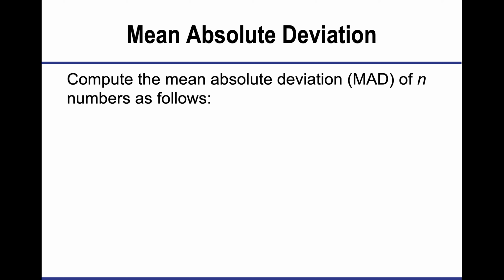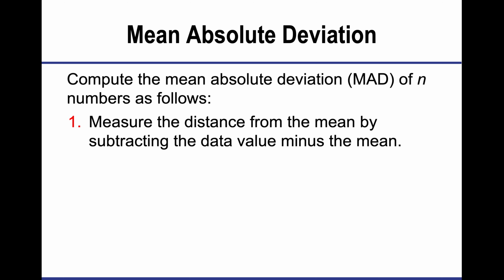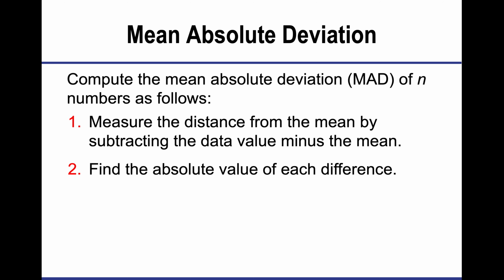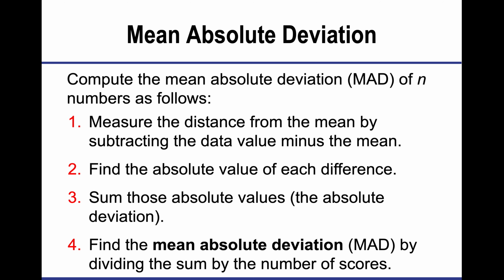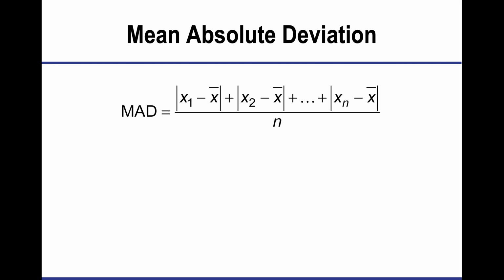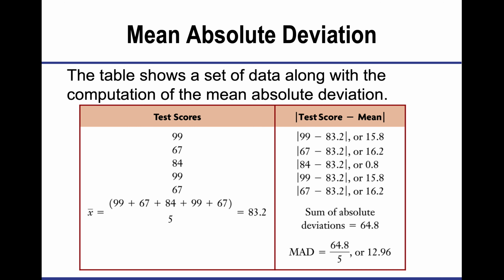Then I'm going to compute the mean absolute deviation of a certain number of values. So I'm going to take the measure of the distance, find the absolute value of each difference, add them up, and find the mean. That's a lot of steps, guys. So when I do this, this is basically what it's going to look like. I'm going to take my data value x1 and subtract the mean that I found. Take the absolute value of that. Plus data point 2, subtract the mean, absolute value. And I'm going to do that until I run out.